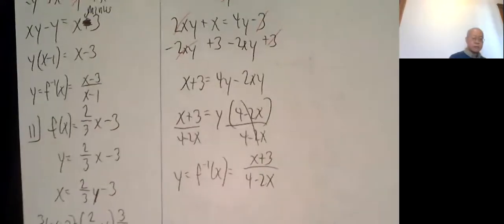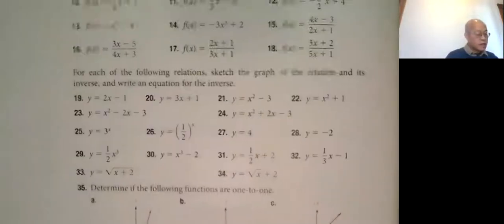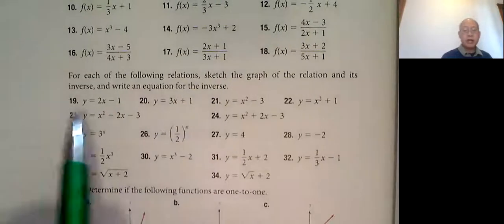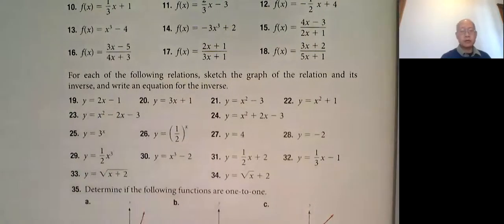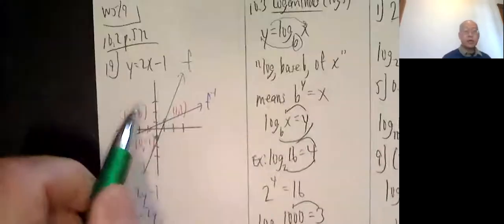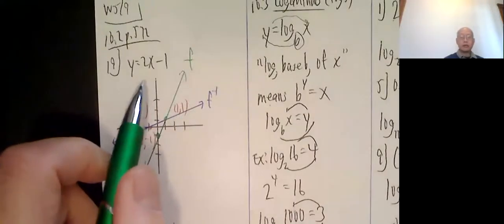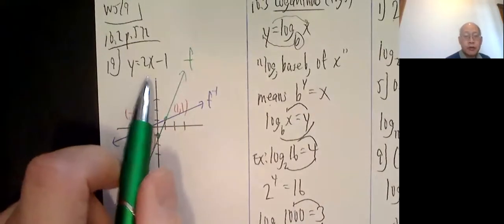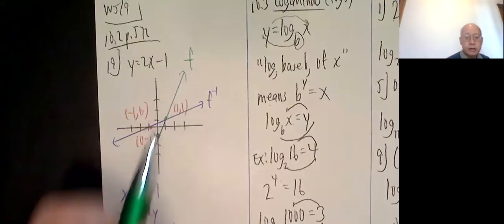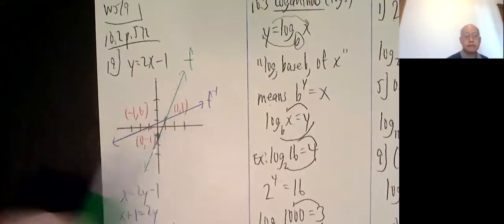And then finally, some problems at the end where they want you to graph a function and its inverse. Sketch the graph of the relation and its inverse and write the equation of the inverse. Okay, so how do you do that? So number 19, y equals 2x minus 1. We know what that looks like. Slope of 2, y-intercept of -1. So I put a dot on -1, over 2 up 1. So the original function f is in green.